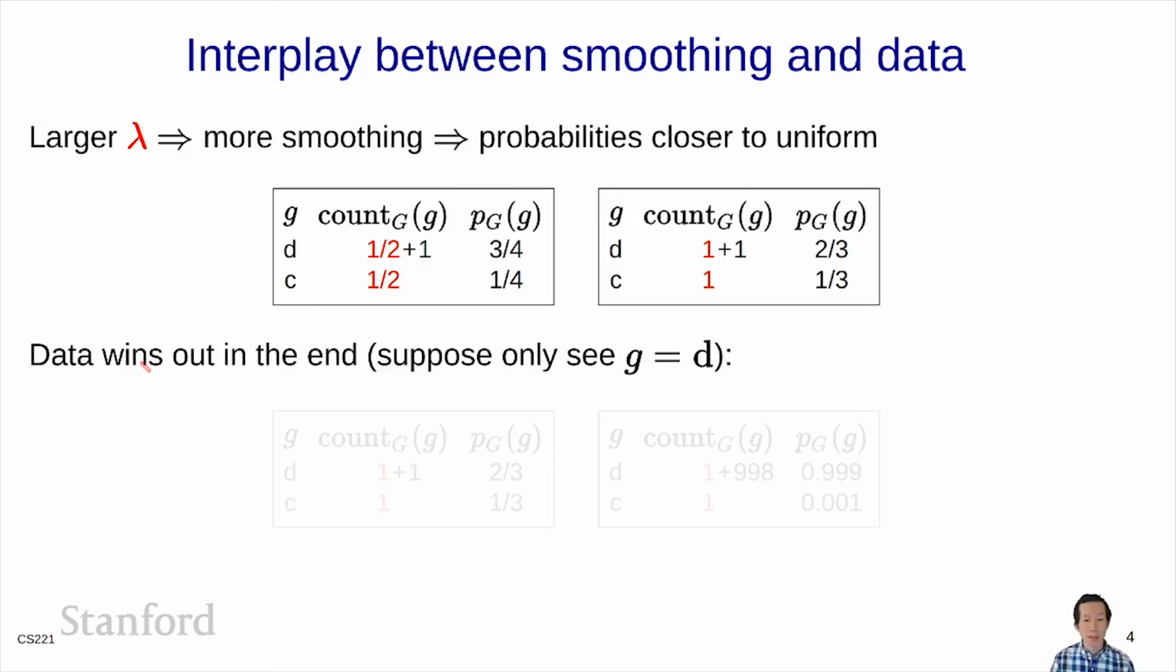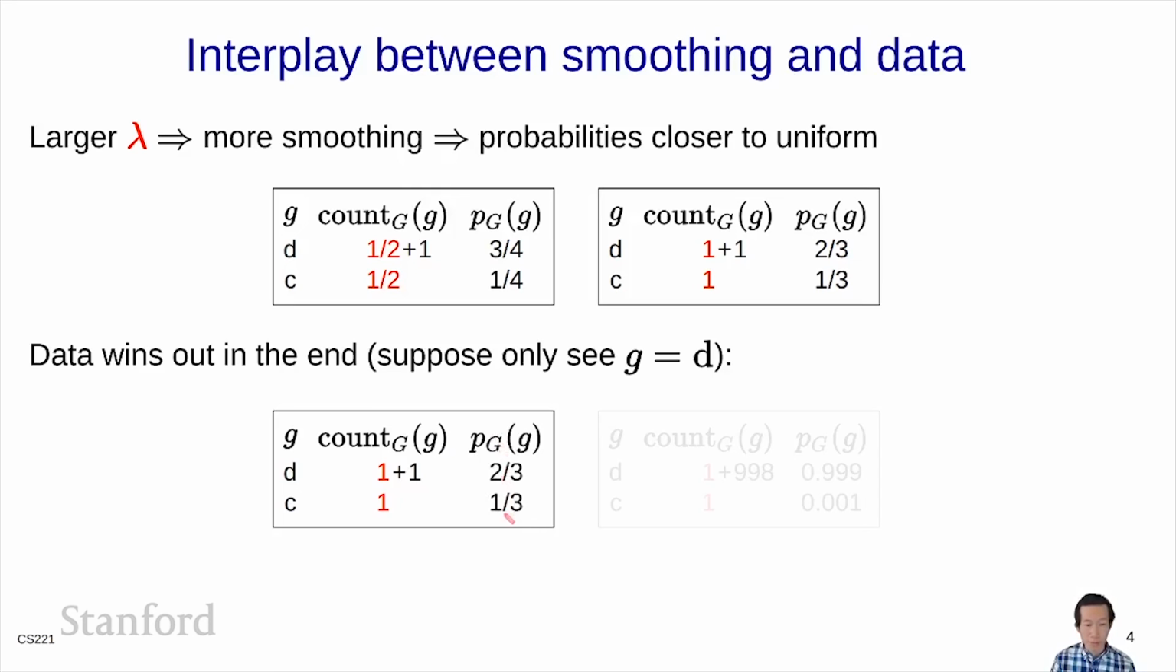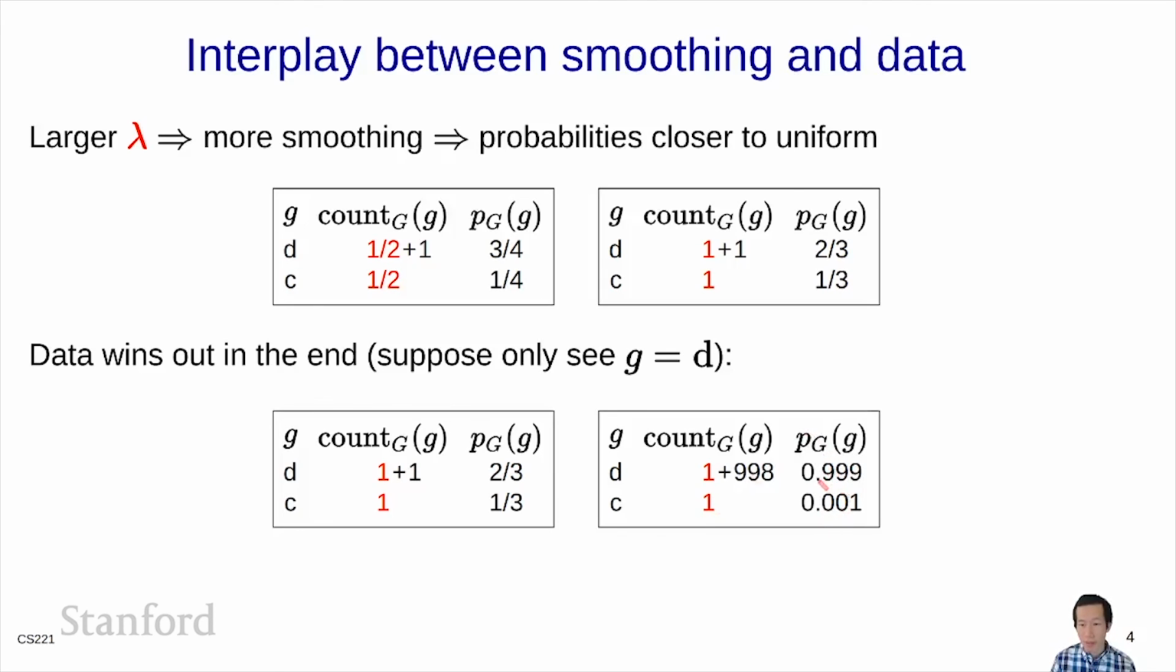The second observation I want to make is that no matter what you set lambda to, the data wins out in the end. Suppose we only see examples of dramas. Suppose that we're smoothing with lambda equals 1, and we saw only one example of G equals D. Then again, the probability estimates are 2/3 and 1/3. But suppose we keep on seeing dramas over and over again. So we see 998 of them. Now if we count and normalize, then we get the probability estimate as 0.999 of drama, which is much closer to seeing only dramas.